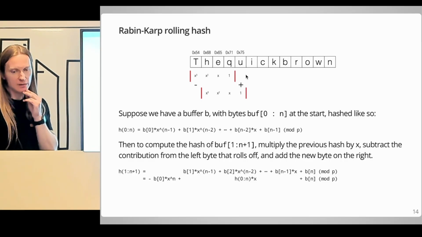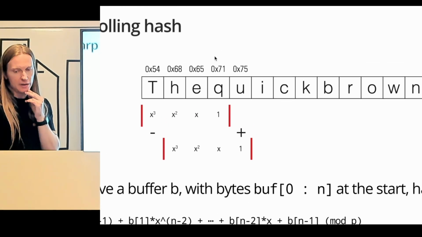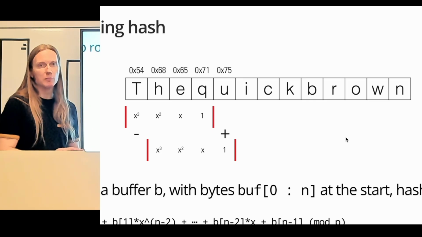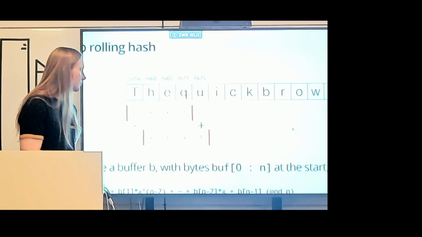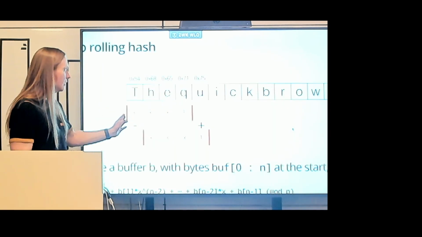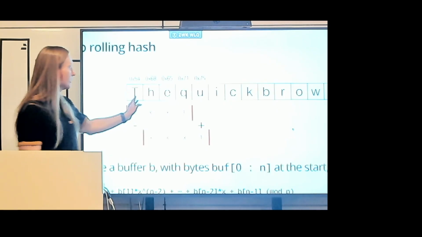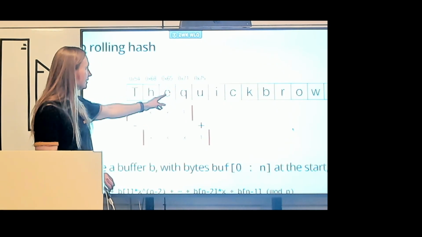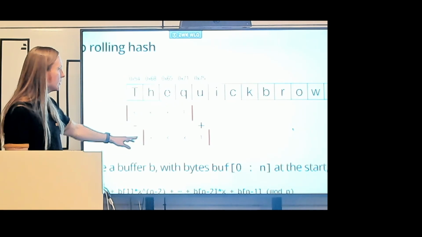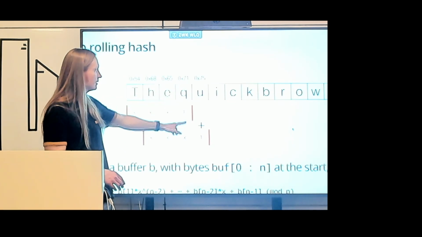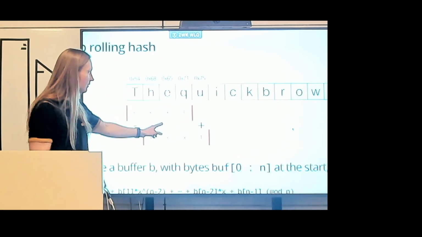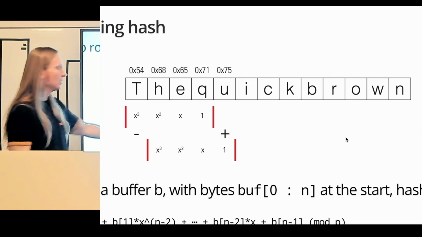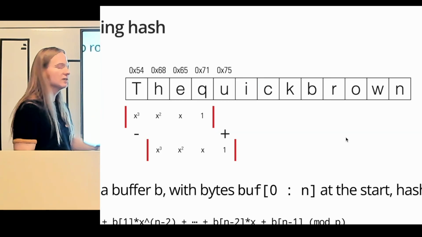So let me make this a little bigger. There's a really cool algorithm. It was originally a string matching algorithm called Rabin-Karp, but this is a rolling hash algorithm. It treats the data as a polynomial. These are the byte values: this is 71 in hex, this is 65, 68. And so we'll compute the hash as 71 times 1 plus 65 times x plus 68 times x squared plus 54 times x cubed. We'll say that's the hash value of these 4 letters.